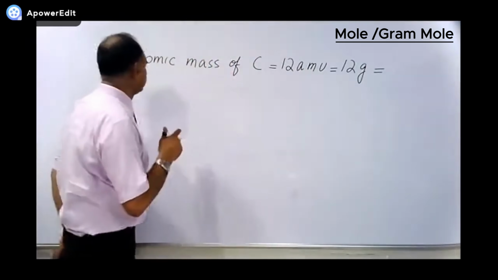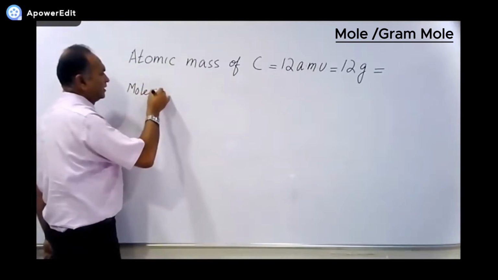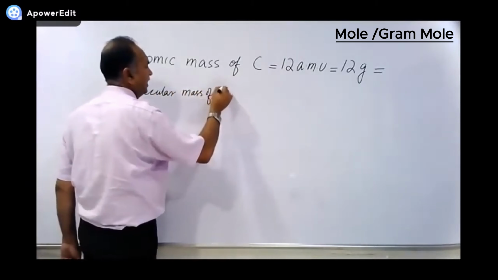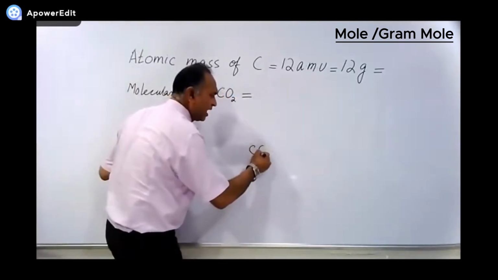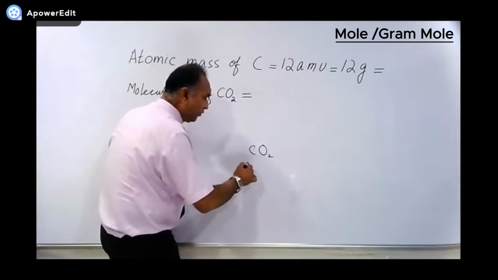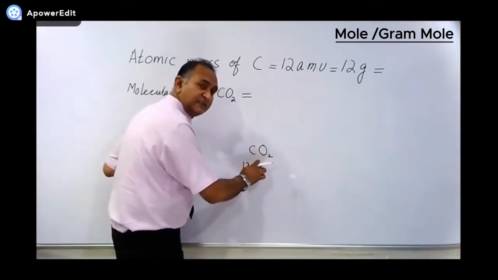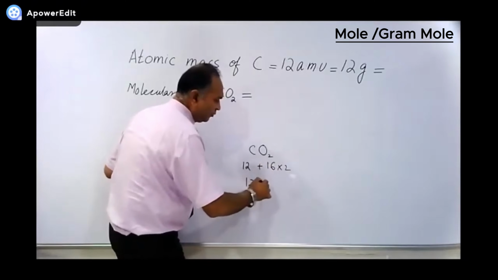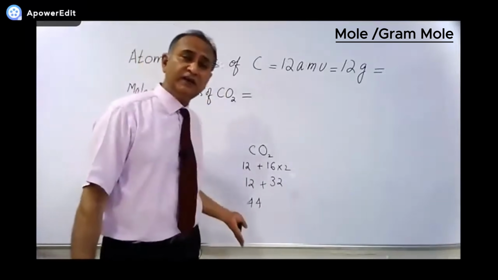See another example. Molecular mass of carbon dioxide. Carbon dioxide, CO2. Carbon, what is the atomic mass of carbon? 12. How many carbons? Just one. We should multiply by 1. I'm not writing it. Plus 16 is the atomic mass of oxygen. How many oxygens? 2. 12 plus 32, 44 is the molecular mass of carbon dioxide.